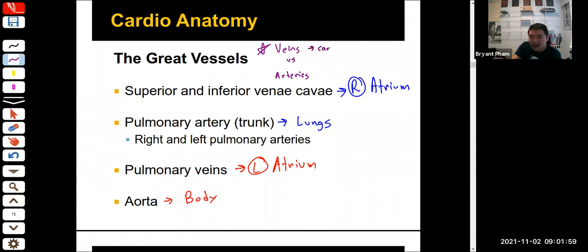veins, they carry blood to the heart. Veins are always bringing blood back to the heart. Arteries carry blood away from the heart. Okay, so just heads up about that. Yes, veins typically carry deoxygenated blood, but not all the time, because in this case here, your pulmonary veins are carrying oxygenated blood.